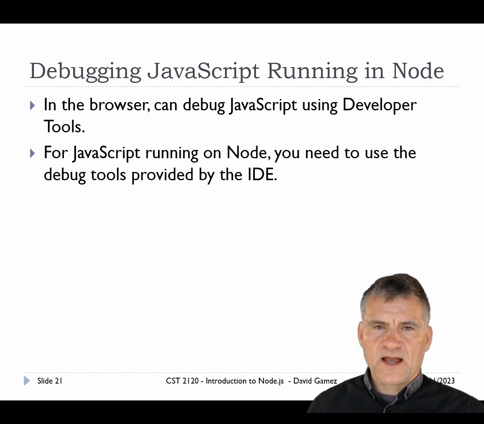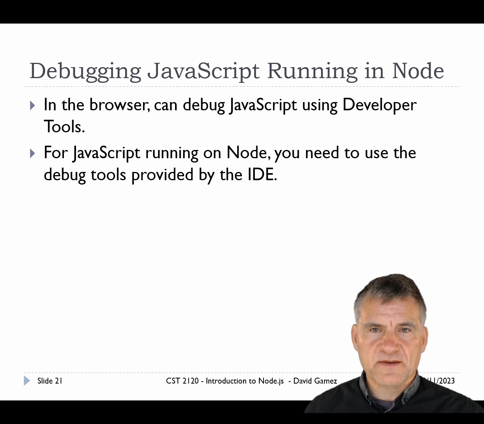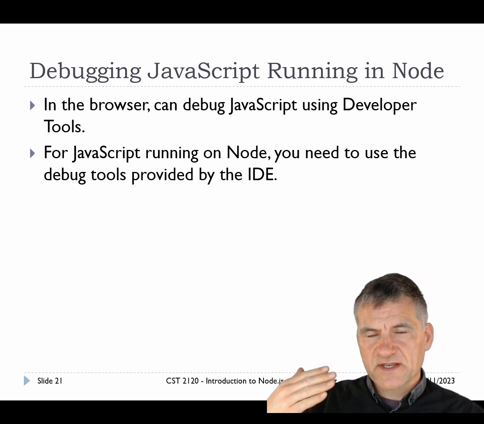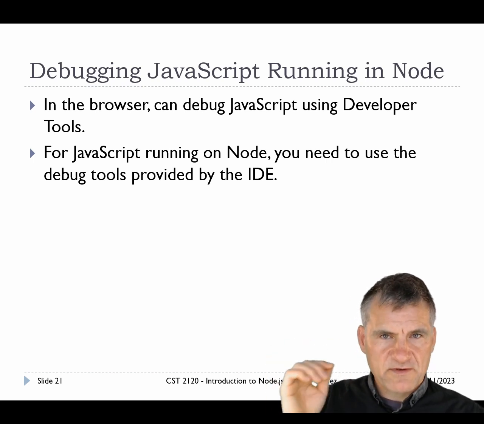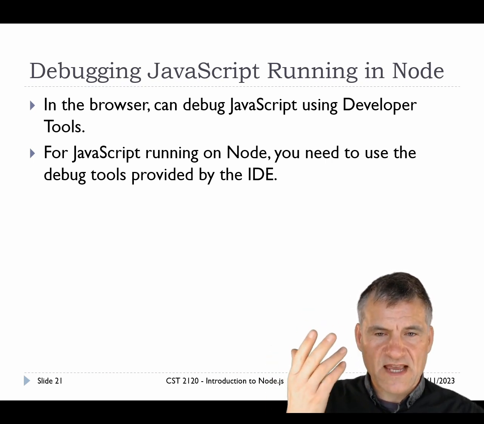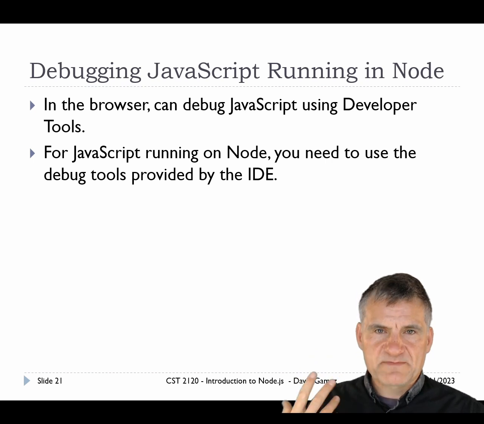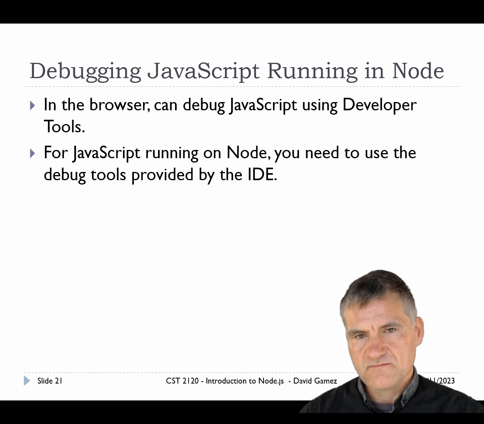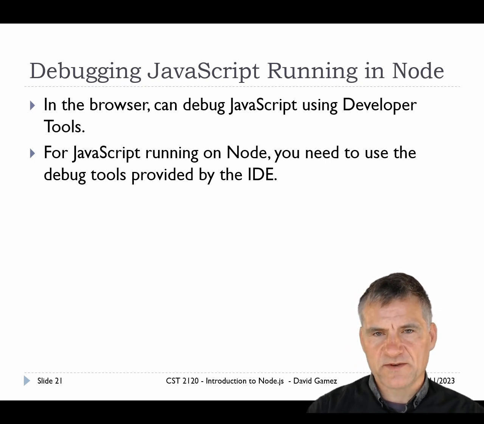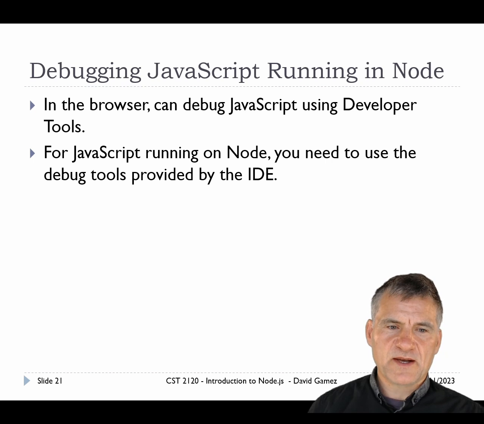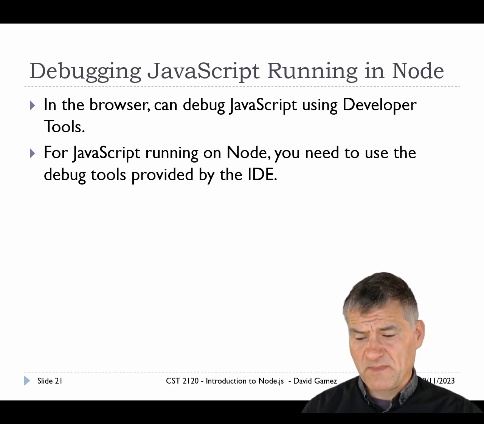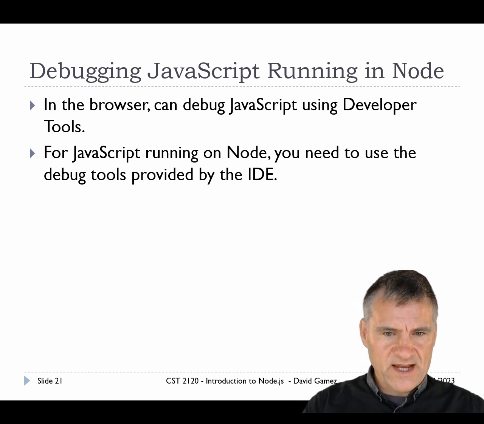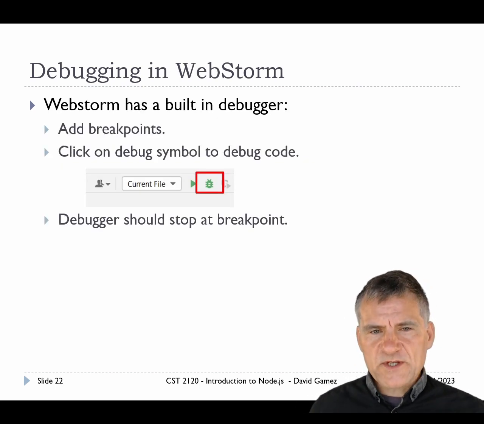In the browser, because we're running the JavaScript in the browser, Chrome and similar browsers have developer tools in which you can run debuggers and step through functions, doing exactly the standard stuff you need to do with debugging. That's built into the browser, and it's very helpful for debugging code in the browser. But when we're running JavaScript on Node, you have to use the debug tools provided by the IDE. There's probably some kind of command line thing you can do, but I'm just using IDEs for this because they're much easier.